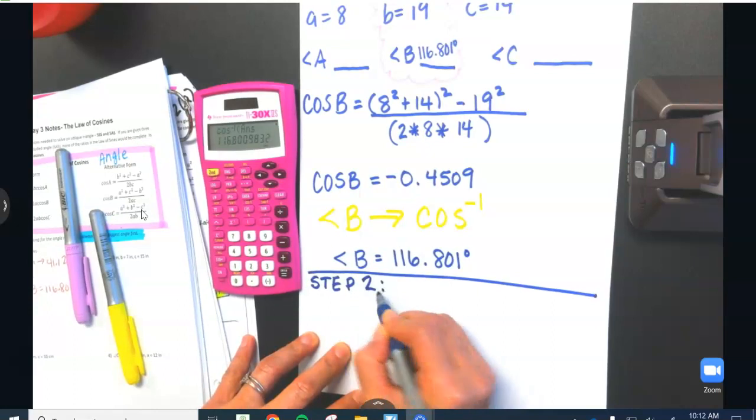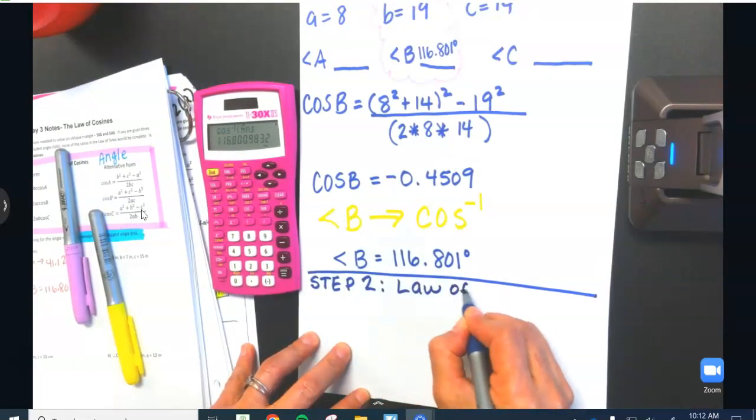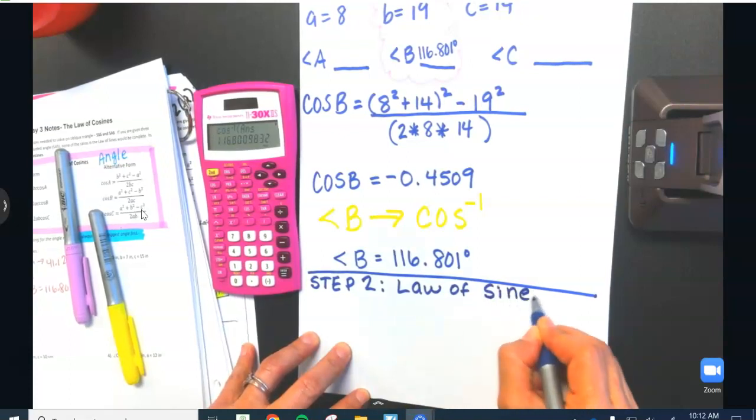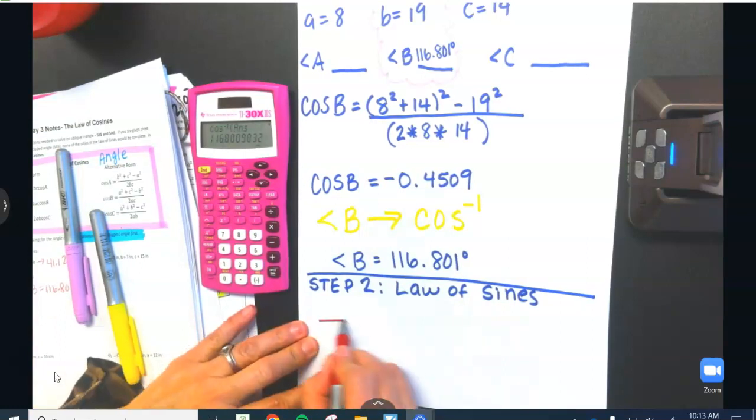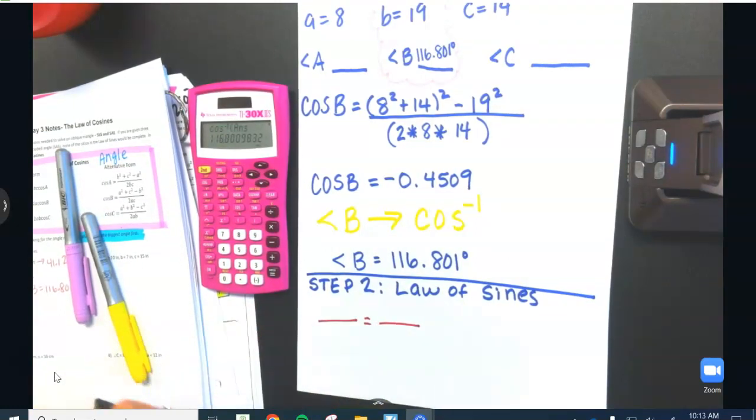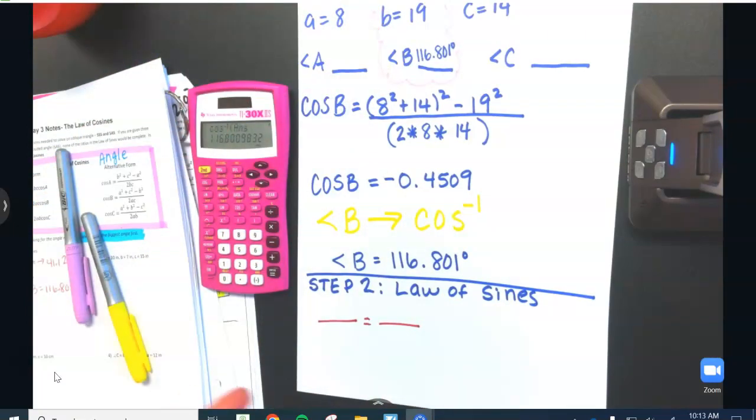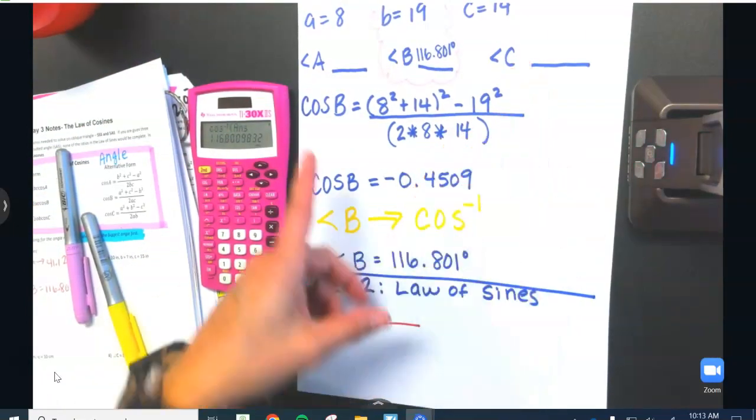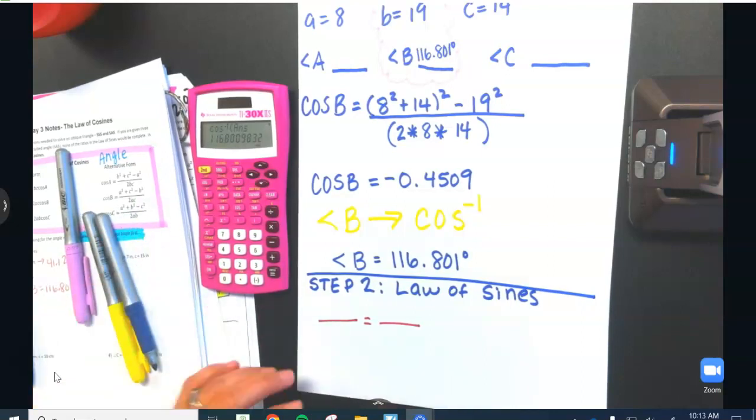All right, so that was step 1. Step 2, guys, is old stuff. Law of sines. Because now we can write a complete left-hand side of a proportion. Because look, we have this B value now. And y'all, you can find angle C next, or you can find angle A. Doesn't matter, but I'm going to go in alphabetical order. So I'm going to find angle A first.